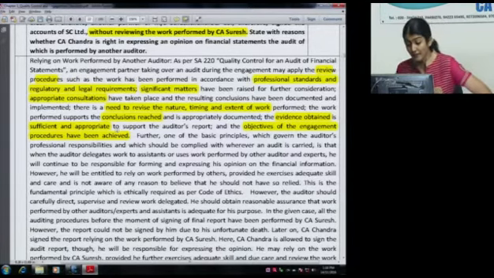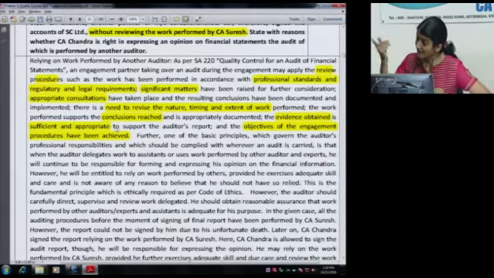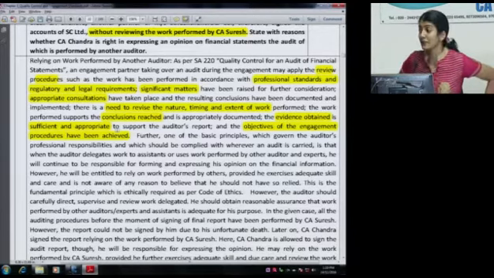Further, see what they say. One of the basic principles. You remember the basic principles governing an audit? Integrity, objectivity, independence. No, those are ethical requirements, IOC CPT. The nine basic principles governing an audit are different.